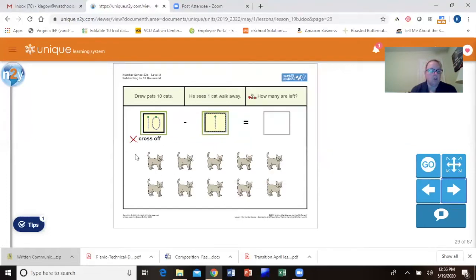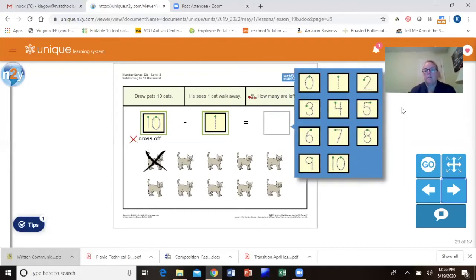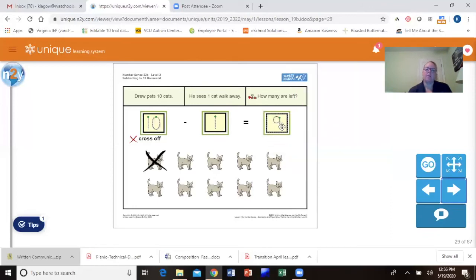All right, so we have to cross off 1. There we go. How many do we have left over? Point to it. Let's count. 1, 2, 3, 4, 5, 6, 7, 8, 9. Point to the 9. If you pointed here, you are correct.